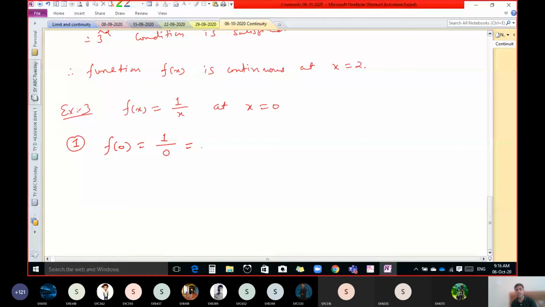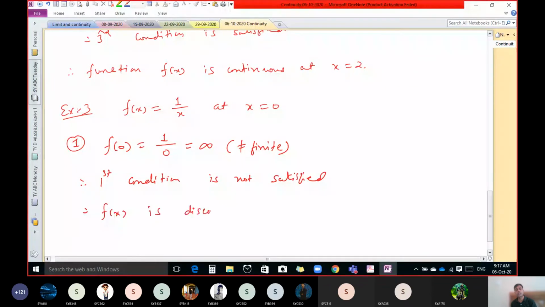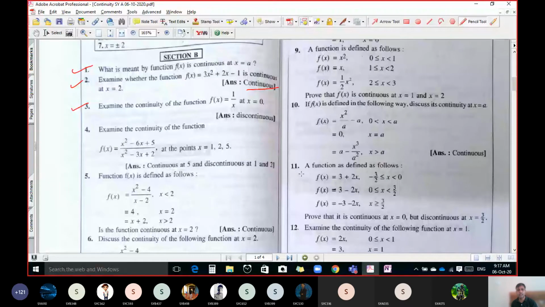Infinite. Perfect. That means it is not finite. Because it is not finite, we can say that the first condition is not satisfied. Now there is no need to check any other condition. Therefore f of x is discontinuous at x equal to 0. This is the answer: discontinuous.